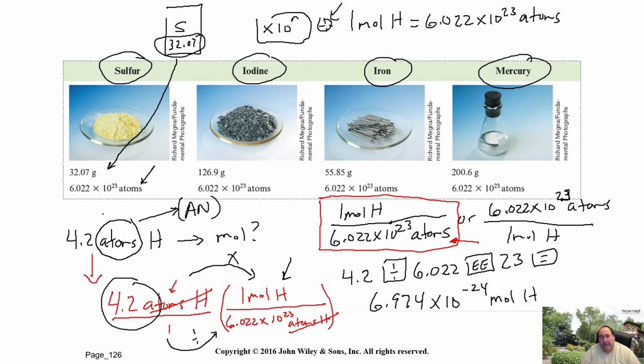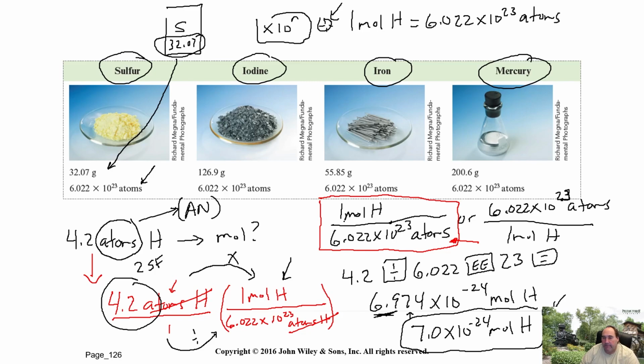So here's really the only one that has numbers that we would want to look at. And that has 2 sig figs, which means really we should take this number here. And because this is a 7, it actually will roll up. And we should really probably end up with something like 7.0 times 10 to the minus 24 moles of hydrogen.